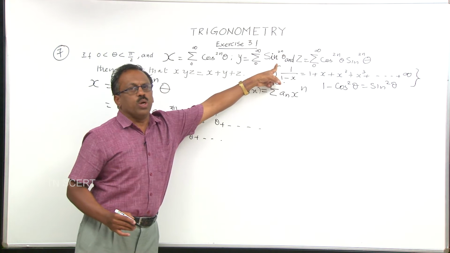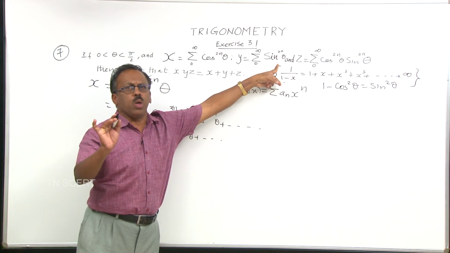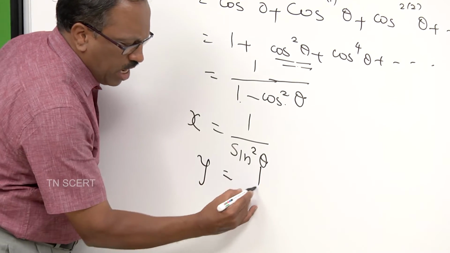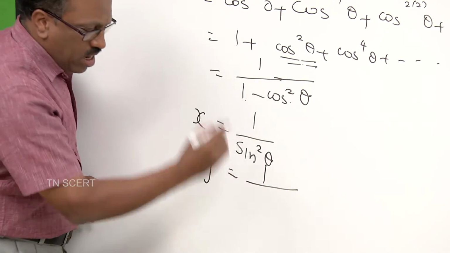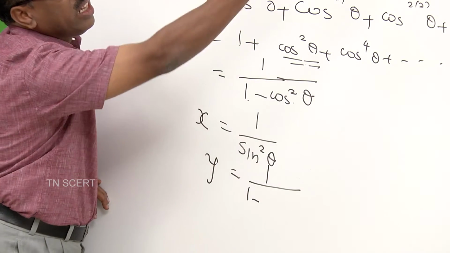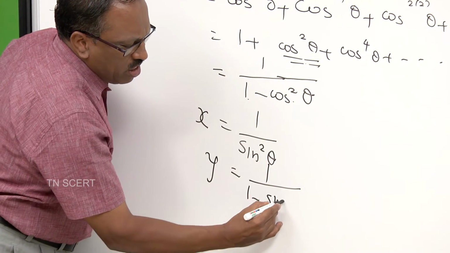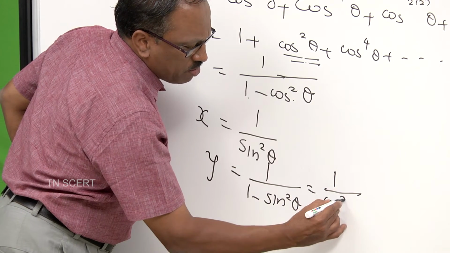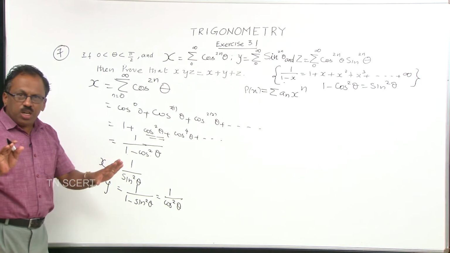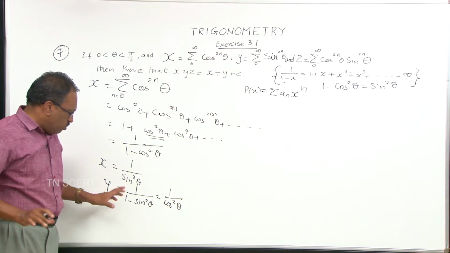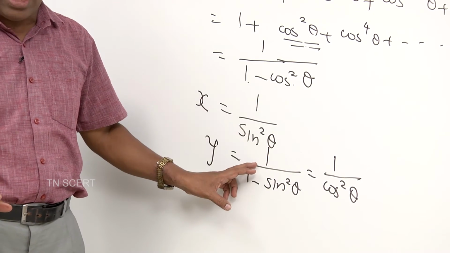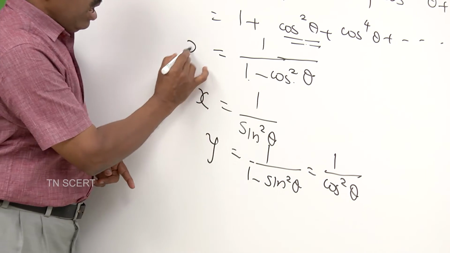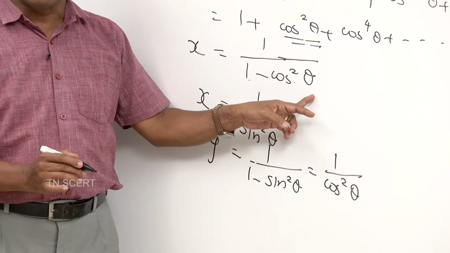Likewise, we are going to do this also. The same scenario, we apply the same thing. It is 1 minus that formula. When you apply here, this will become 1 by cos square theta. Is it clear to you? So very simple. x is equal to 1 by sin square theta. Same way, 1 by 1 minus. Here what we got? x is equal to 1 by 1 minus cos square theta.